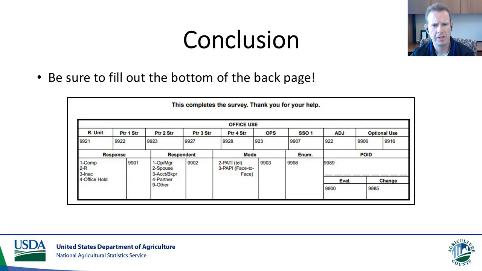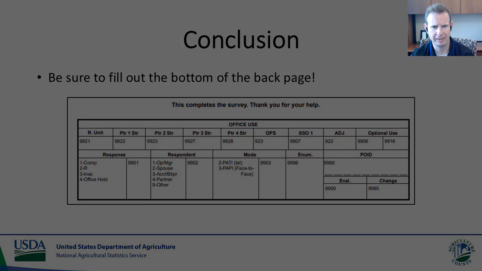Finally, be sure to fill out the bottom of the back page. The response can only be complete, refusal, or inaccessible. The respondent code identifies the person who was interviewed. Make sure to enter the code identifying the person who provided the majority of the data in cell 9902. The mode code should be a 2 for paper-assisted telephone interview or a 3 for paper-assisted personal interview. Also, don't forget to enter your ID at the very bottom in the item code box 9998.